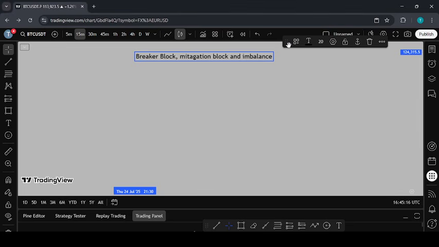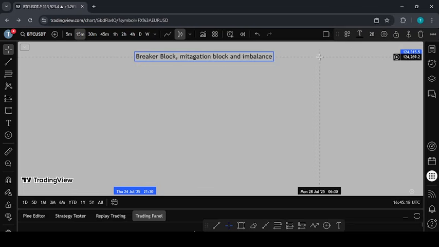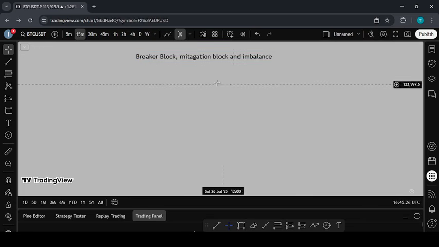So we will quickly be talking about breaker block, mitigation block, and imbalance. Of course, there are other forms of entries that we can use, and we've talked about order blocks, right? You know what an order block means, just as the name implies.